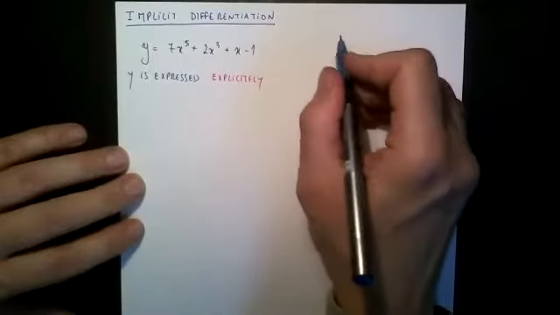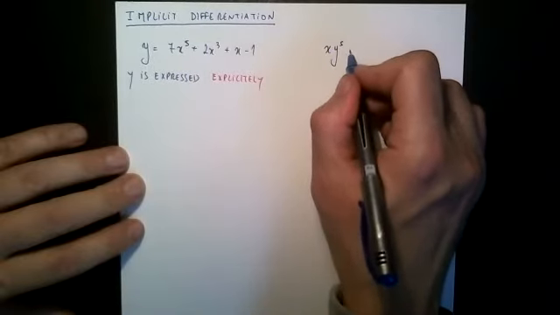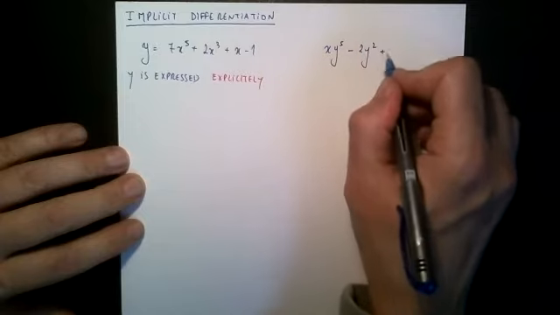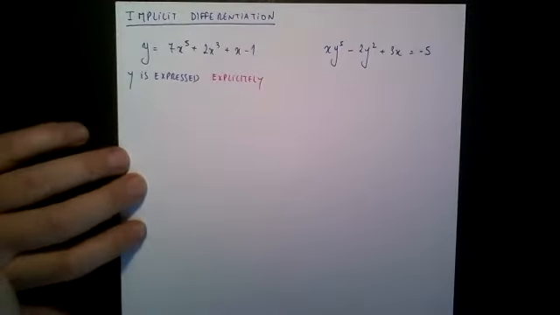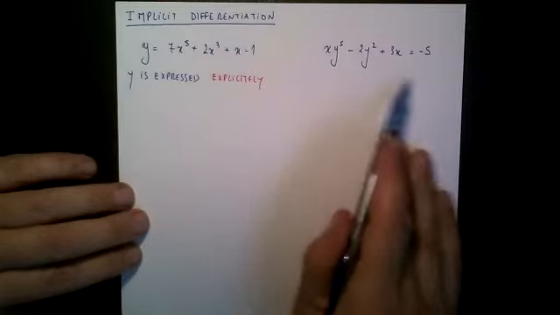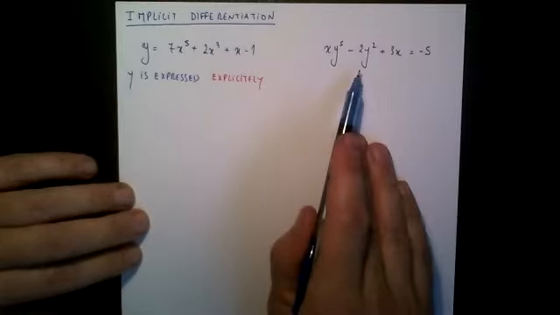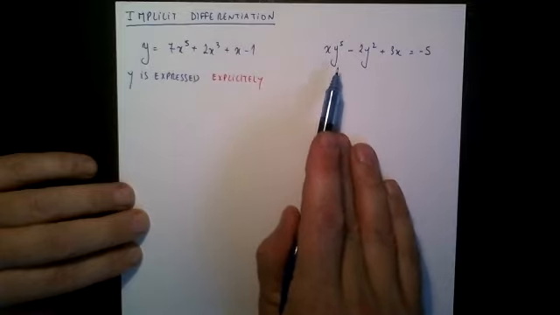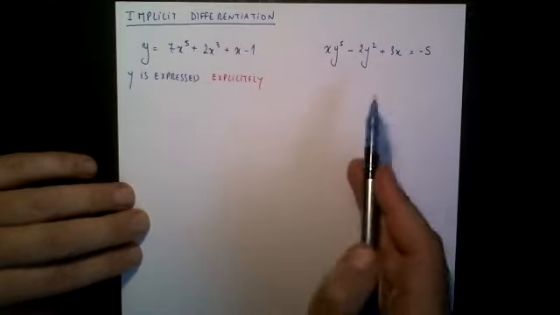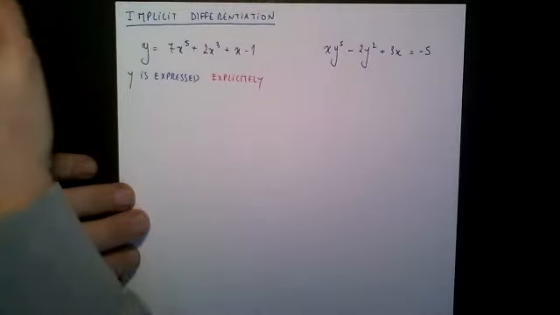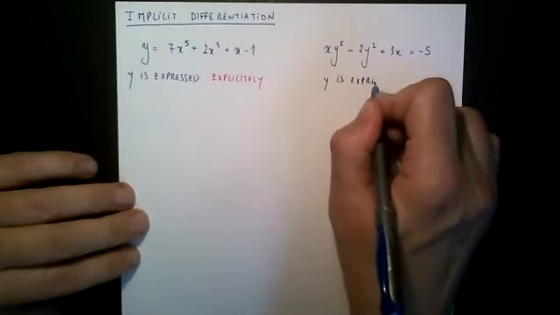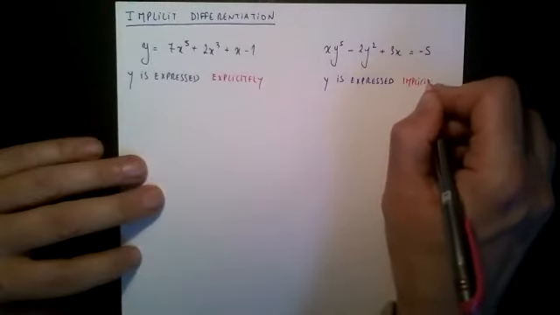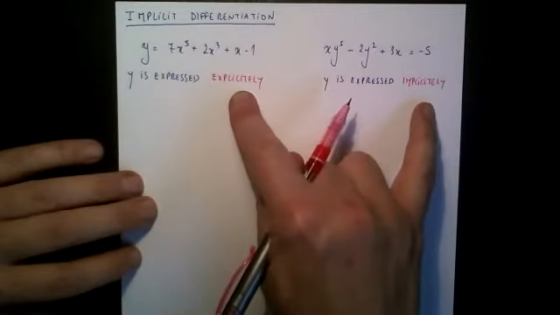But if you have something like this, x y^5 minus 2y^2 plus 3x equals -5, let's say. Well, now, the y is not isolated. There is a relation, there is a set of points that work here, okay? But I cannot express y explicitly. I cannot isolate y here. I don't know how to isolate it. So in this case, we say y is expressed implicitly. Okay, so the difference between explicit and implicit, very important.